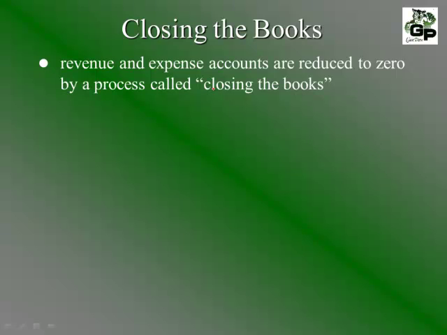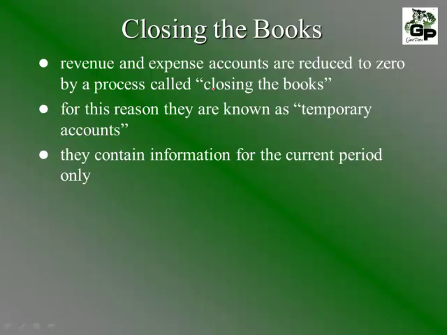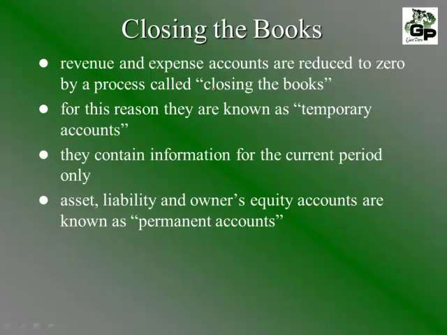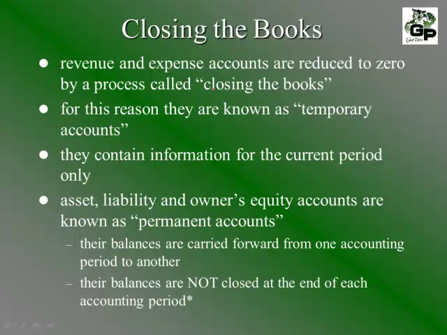Revenue and expense accounts are reduced to zero by a process called closing the books. For this reason, they are known as temporary accounts. Revenue and expense accounts are temporary because they are always zeroed out at the end of the accounting period. They contain information for that period only. Asset, liability, and owner's equity accounts are known as permanent accounts. Their balances are carried forward from one accounting period to another. Their balances are not closed at the end of each accounting period.